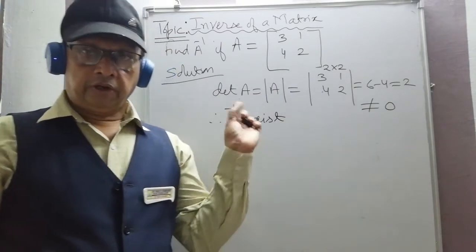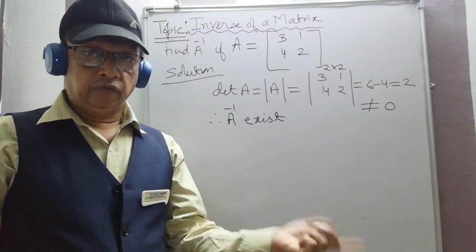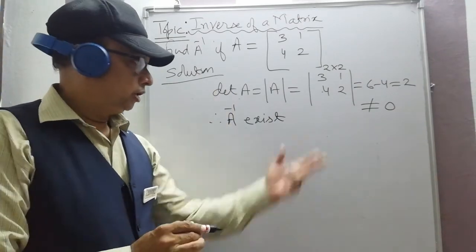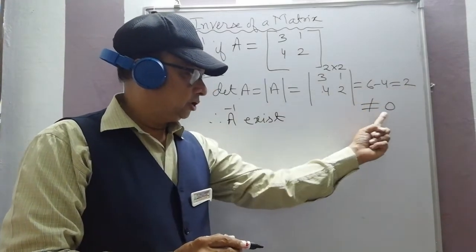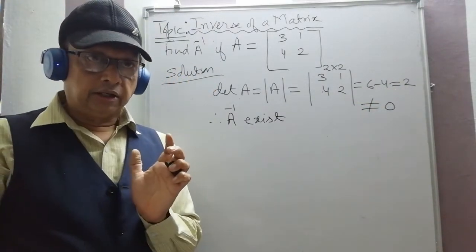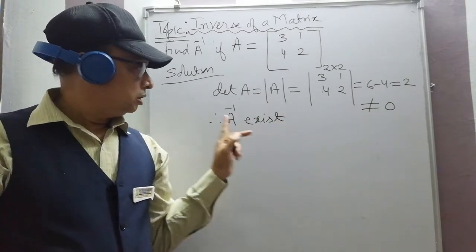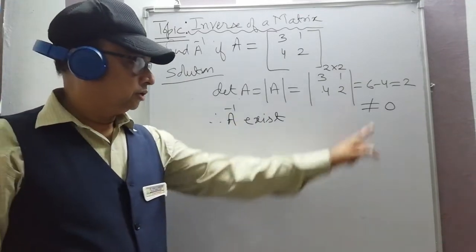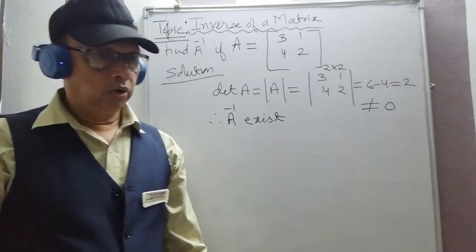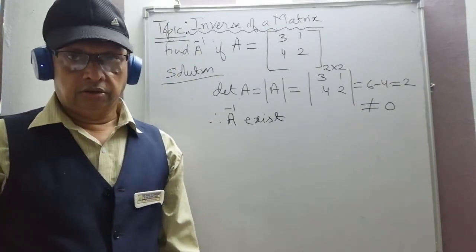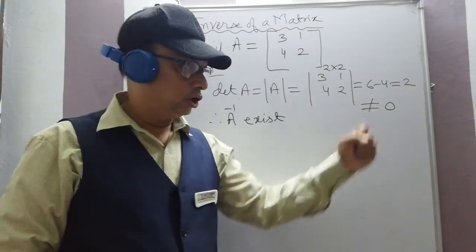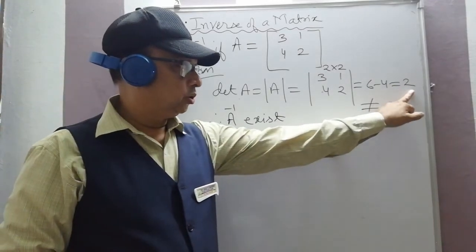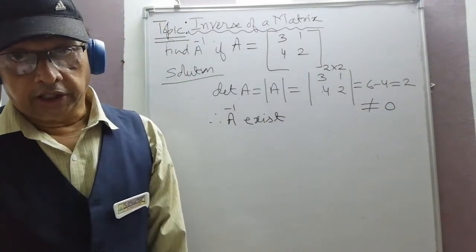Whenever they are asking about it, find A inverse, you first find determinant A. If determinant A is not coming 0, it is a non-singular one, then you say A inverse exists. If it is a singular one, means it is equals to 0, then A inverse does not exist.